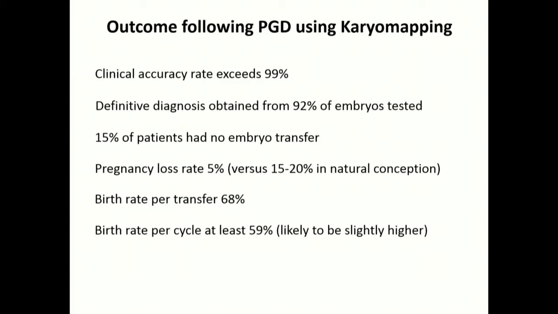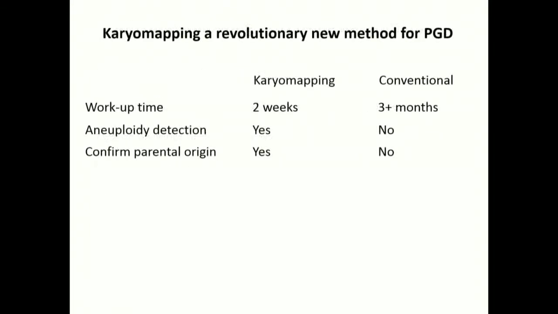So sometimes they may not have got pregnant yet, but they may still get pregnant in the future from frozen embryos. The workup time for karyomapping is typically a couple of weeks, although we have done workup in just 24 hours before, so that is possible, compared to a conventional PGD, which would take 2 or 3 months in the quickest labs, could be a year in the slower labs.